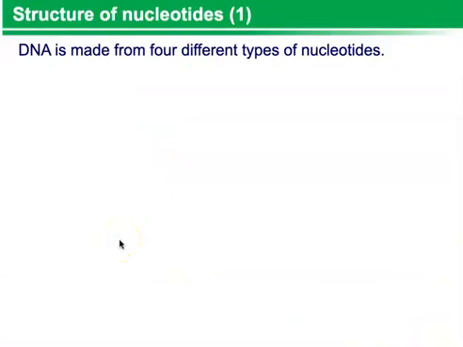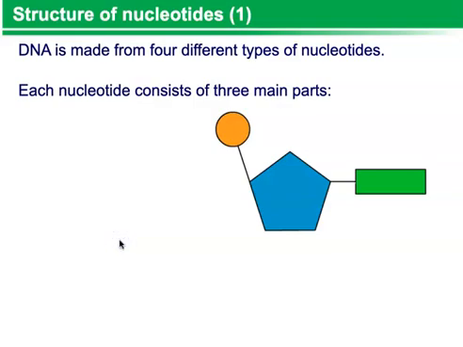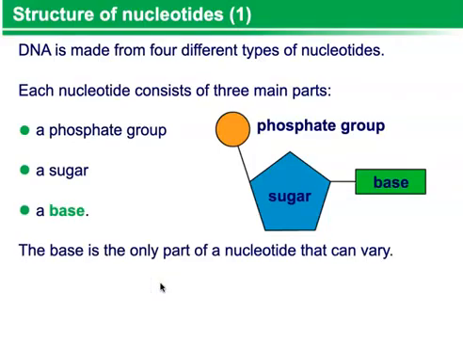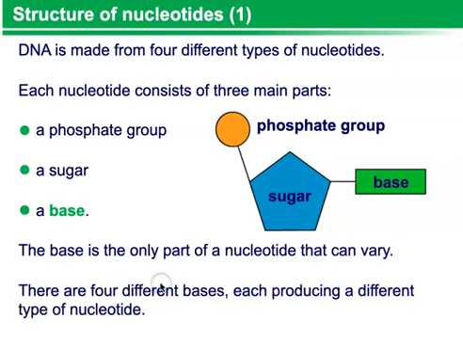Structure of nucleotides. DNA is made from 4 different types of nucleotides. Each nucleotide consists of 3 main parts: a phosphate group, a sugar, and a base. The base is the only part of the nucleotide that can vary.